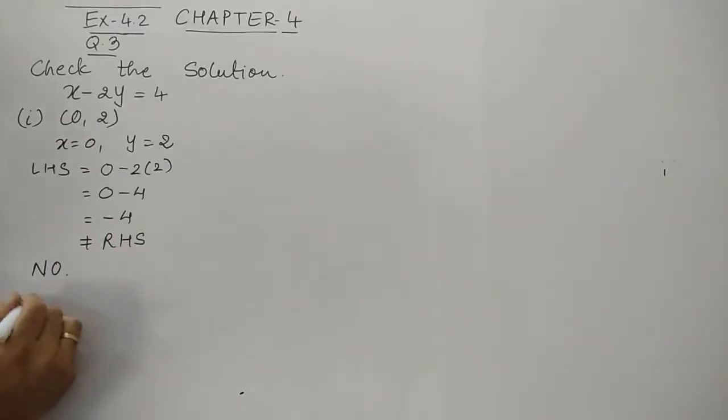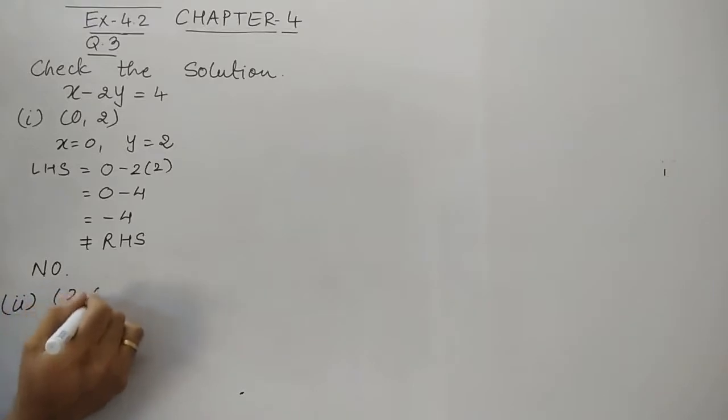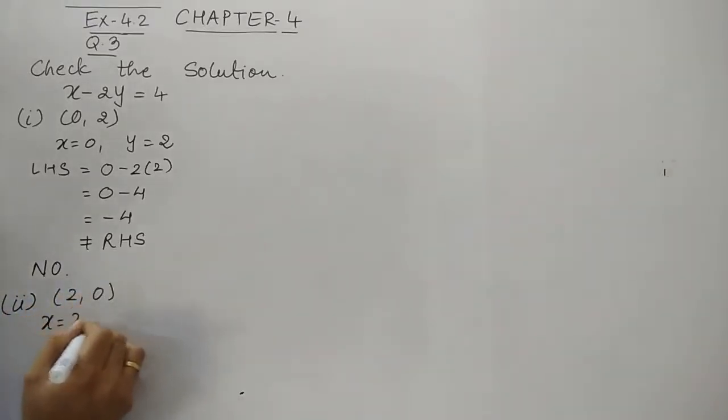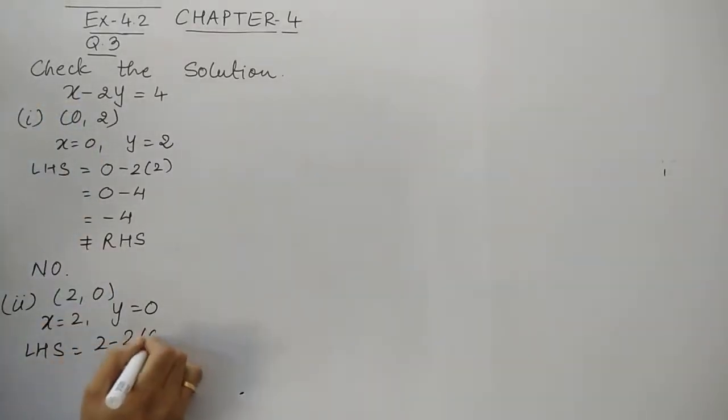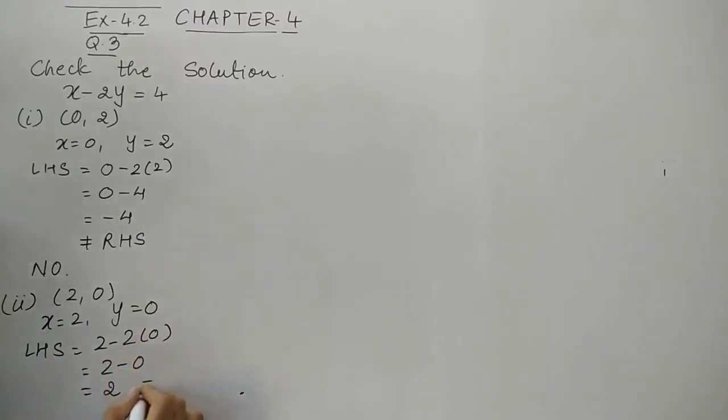Let's do one more. In this it is given 2, 0. That means the value of x is 2 and y is 0. So now let us substitute in the left hand side of this equation. X is 2 minus y is 0. So that is 2 minus 0. So this is equals to 2. Again, which is not equals to RHS. So again we can say no, again it is not the solution of this equation.